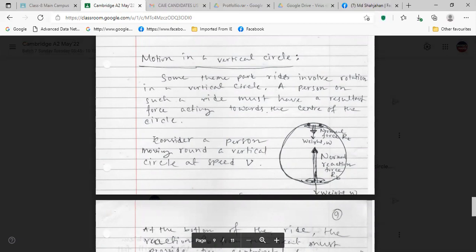Some theme park rides involve rotation in a vertical circle. A person on such a ride must have a resultant force acting towards the center of the circle. Consider a person moving round a vertical circle at speed v.